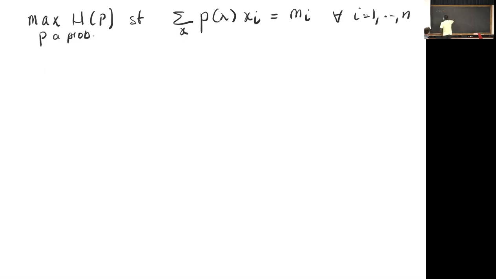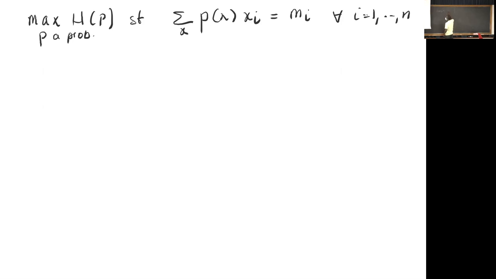Yes, you have a vector of Lagrange multipliers. Here, how many Lagrange multipliers will we have? N. We have n constraints. We have one constraint per spin.